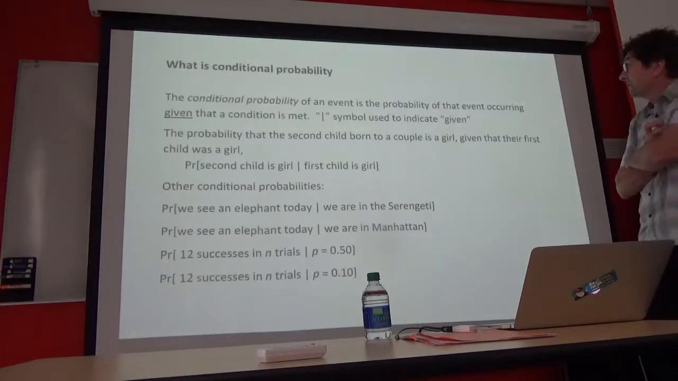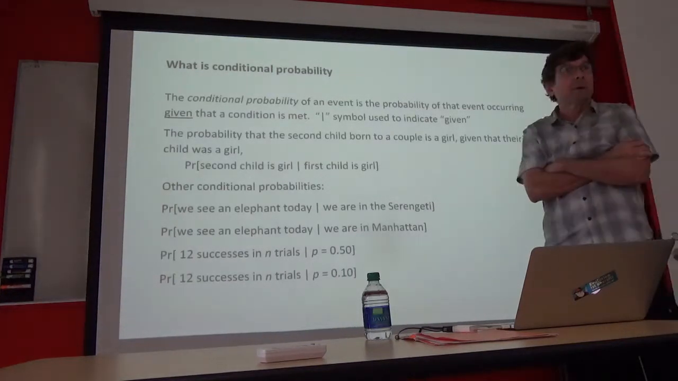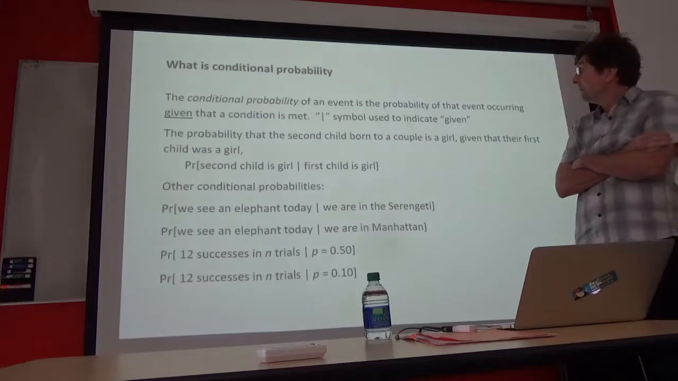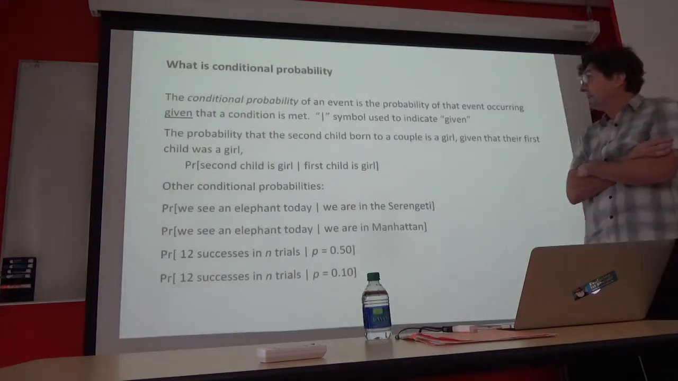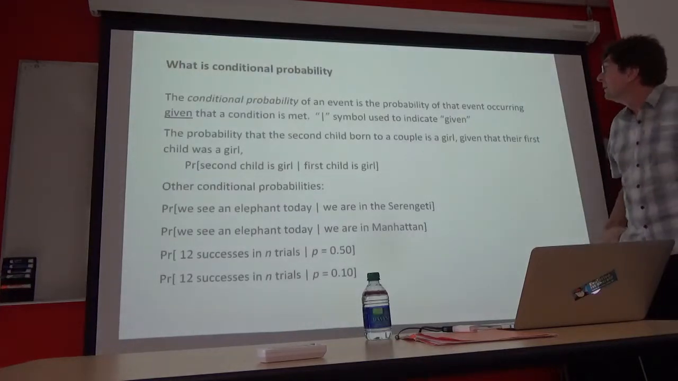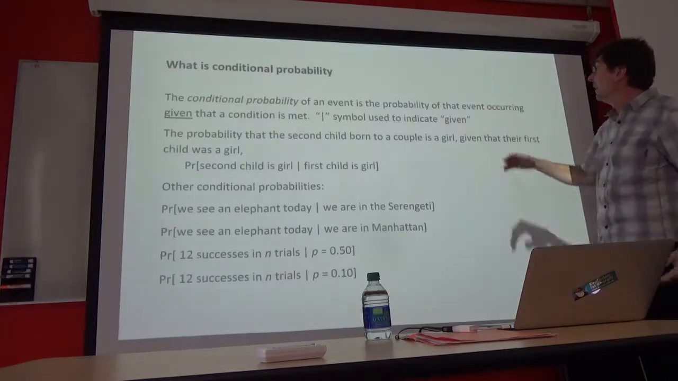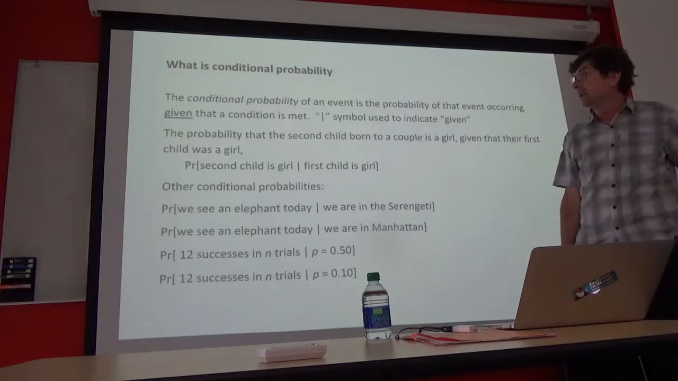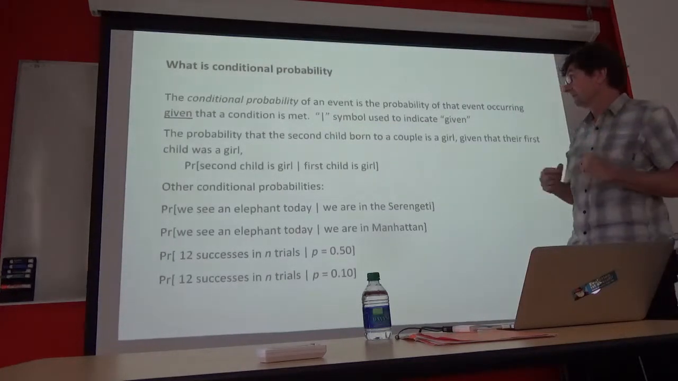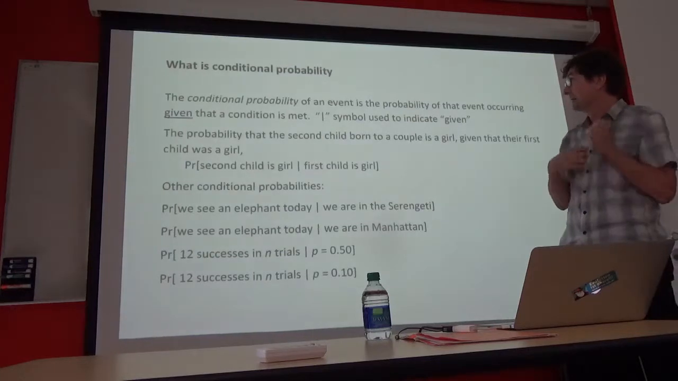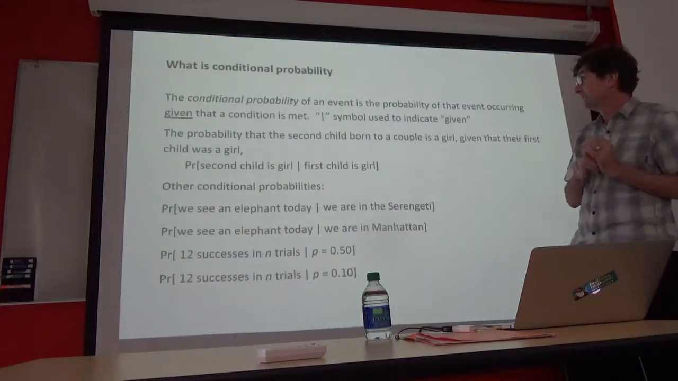Now I want to talk about something called conditional probability, which is a little bit more of a brain twister. A conditional probability is the probability of a particular outcome, but depending on a given condition being met. And a vertical bar is often used to illustrate this in statements of conditional probability.